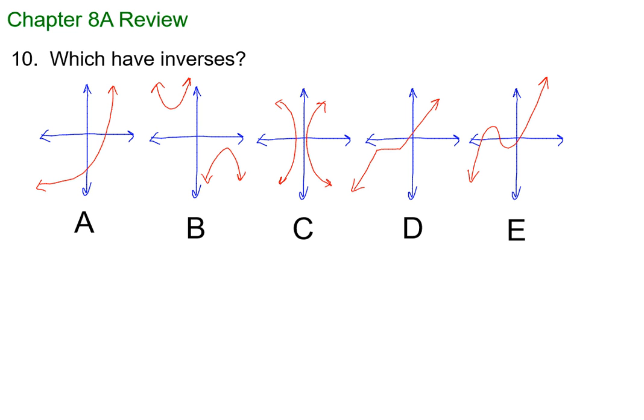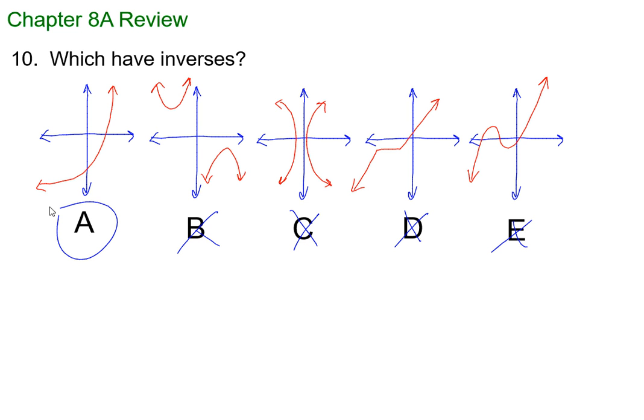All right, we'll take them one by one. Does A have an inverse, yes or no? Yes. Does B have an inverse, yes or no? No. Does C have an inverse, yes or no? C is a hyperbola, by the way. B could be a cosecant or secant function. We'll get those a couple chapters down the road. Does D have an inverse, yes or no? No. Does E have an inverse, yes or no?